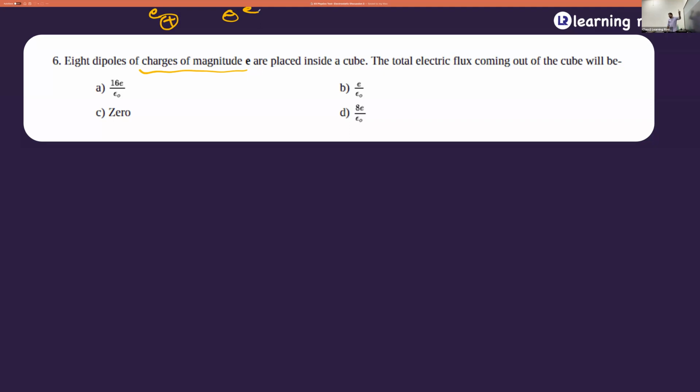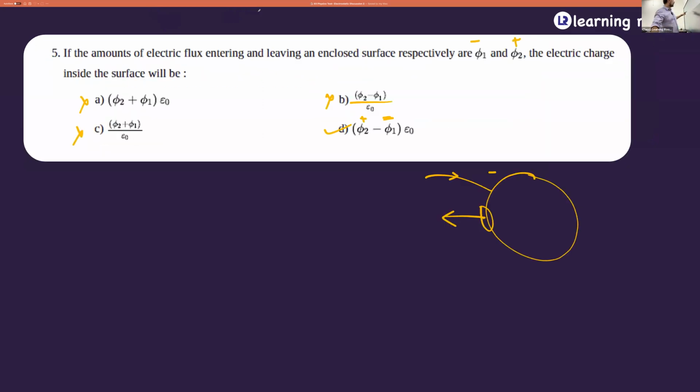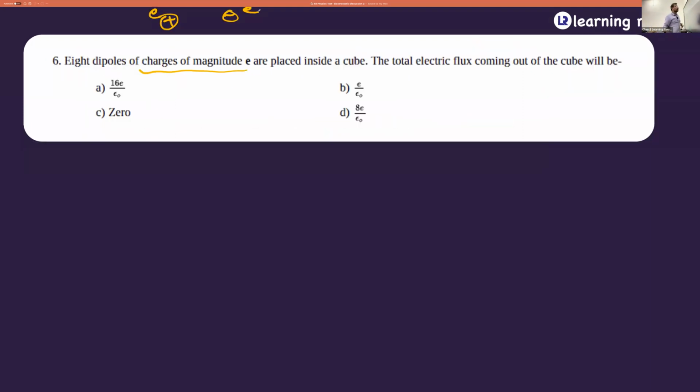So what will be the total charge of a dipole always? The total charge of a dipole is always 0. So whenever a dipole is placed, not only one dipole, even if you place 10,000 dipoles inside a closed cube, the answer is going to be 0. Because the total number of field lines going out will be equal to the total number of field lines that are going to enter. So based on that logic, you can use the previous problem's logic also. See, this is another way they can state it.